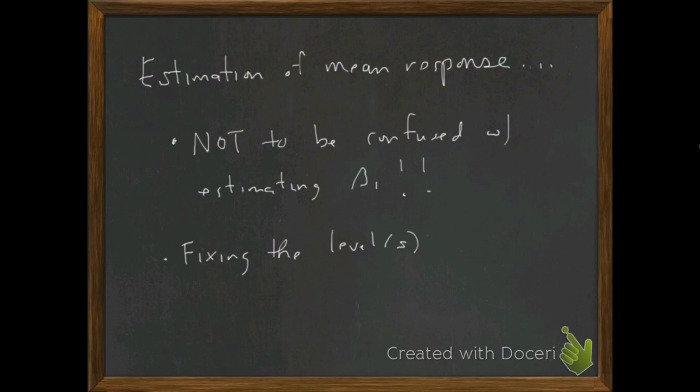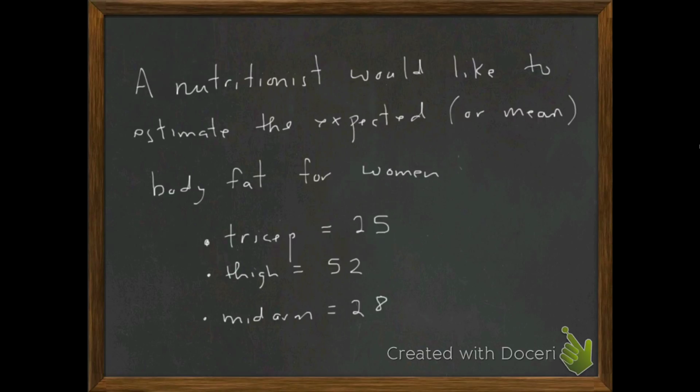The next thing I did is get into the estimation of mean response. This is not to be confused with what we just did, estimating a coefficient. This is estimating a mean response for a fixed level. But since we have multiple levels in this illustration, we are fixing multiple levels. So we're looking at the mean response, or the expected value, holding all the levels constant at a particular value.